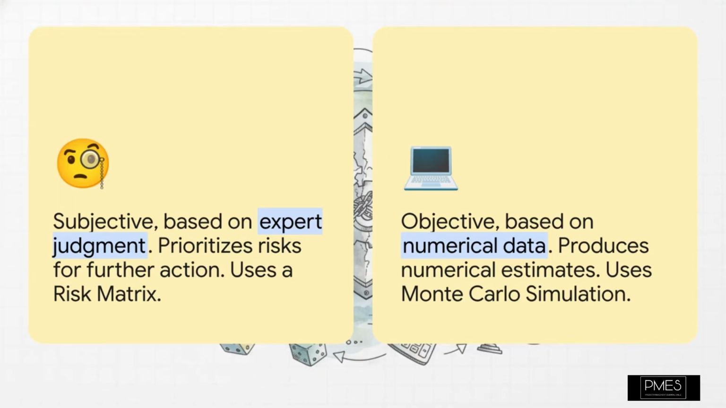Here is the simplest way to remember the difference, and you need to lock this in. Qualitative prioritizes while quantitative calculates. Qualitative analysis uses expert judgment to quickly sort and rank risks, telling us which ones we need to worry about the most. Then, quantitative analysis can come in, using hard data to put a specific dollar or time value on the potential impact of those top-tier risks.